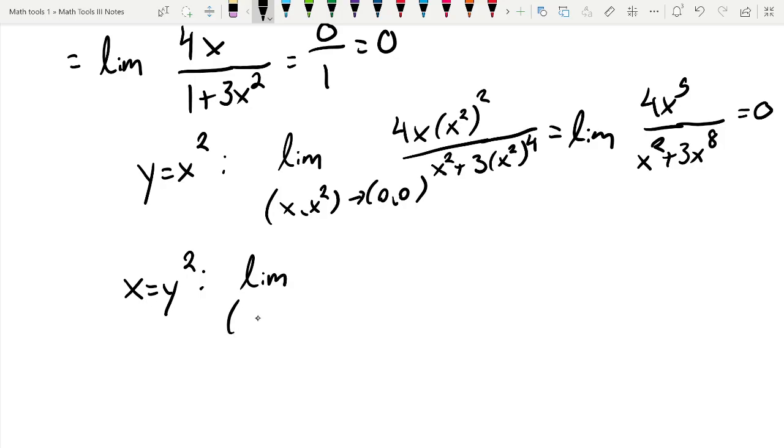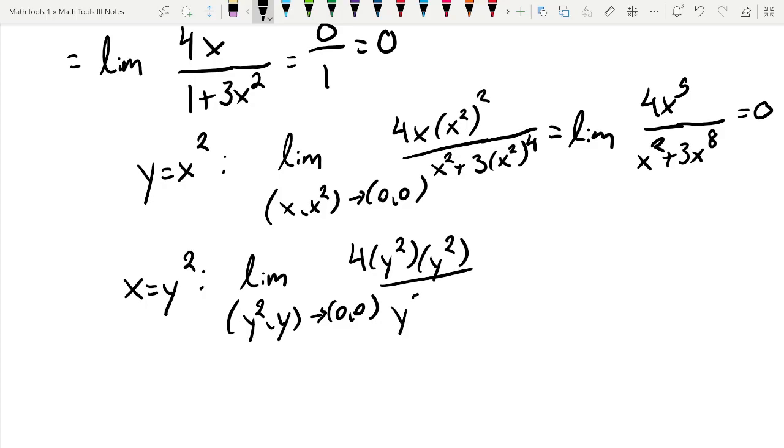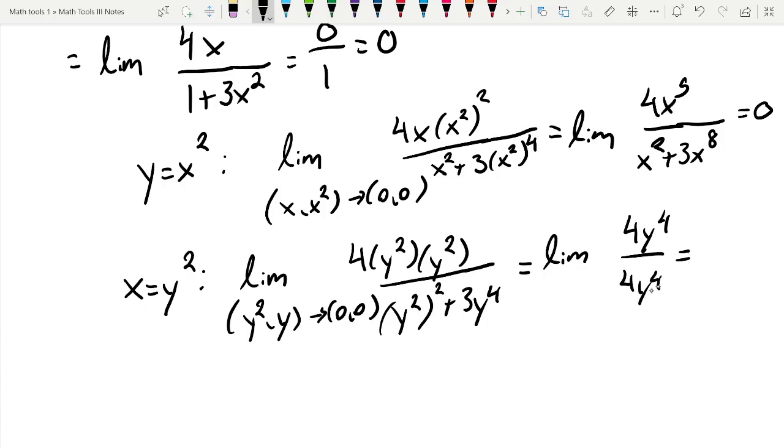So we have the limit as y squared, y approaches 0, 0 of 4y to the 4th over y squared plus 3y to the 4th. Okay. So you can maybe start to see why this one is going to work a little better. Because we have 4y to the 4th, and now on this one, this is y to the 4th plus 3y to the 4th, so we have 4y to the 4th. Okay, so these are going to cancel, and we're just going to have 1. So we're doing the limit of 1, which is equal to 1.